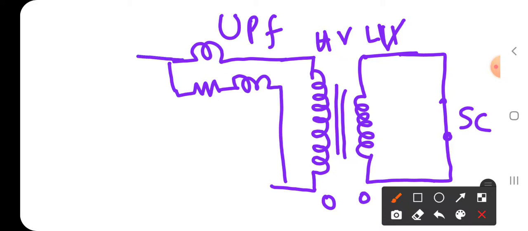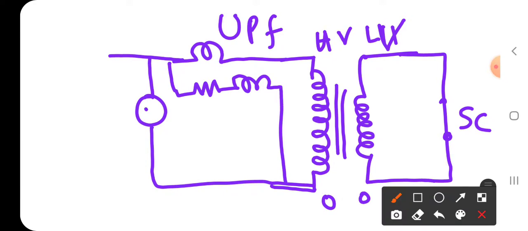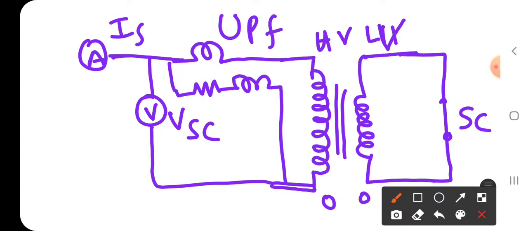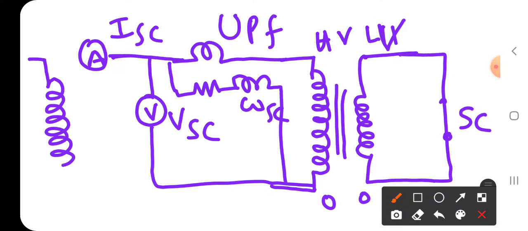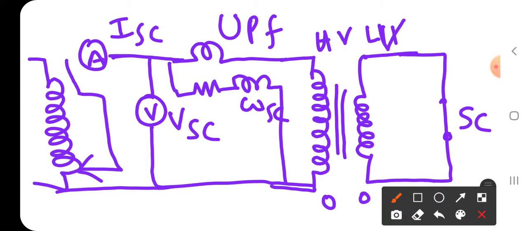This is the wattmeter. Next, obviously, the voltmeter. Let me take this voltmeter as VSC, the ammeter as ISC, and this power as WSC. WSC is equal to the copper loss at full load of the transformer. And here, as usual, one auto transformer is to be connected like this. This is the circuit diagram.